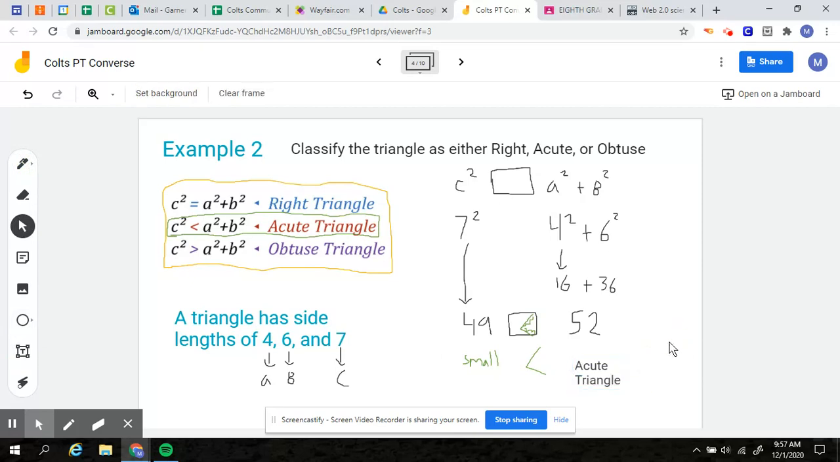All right, so the main goal is to figure out which of your three numbers is C, and you're going to compare C squared and A squared plus B squared. You can then look in your table to see which symbol you are using to figure out what type of triangle you have. And that is the converse of the Pythagorean theorem.